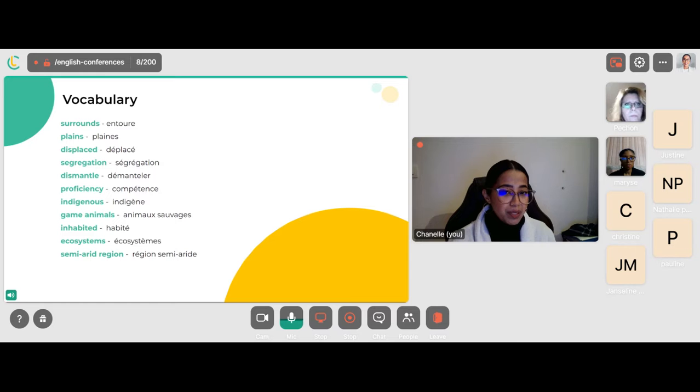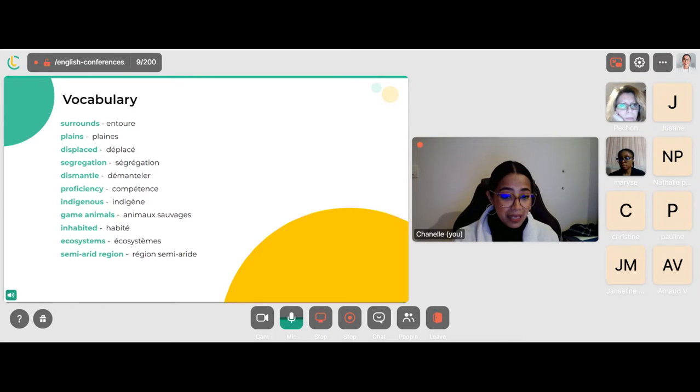Before we begin, we are going to have some vocabulary that you will see throughout the conference. The first word we'll see is surrounds, so c'est entoure. Plains, les plaines, so it speaks about the land. Displaced, déplacé. Segregation, ségrégation. Dismantle, démanteler. Proficiency, c'est compétence. Indigenous, indigène. Game animals, c'est animaux sauvages. Inhabited, so habité. Ecosystems, écosystème. And a semi-arid region, so région semi-aride.